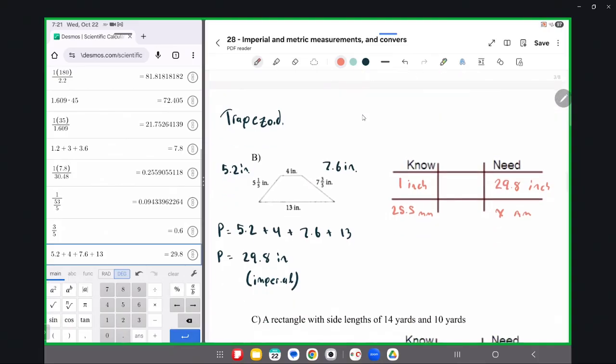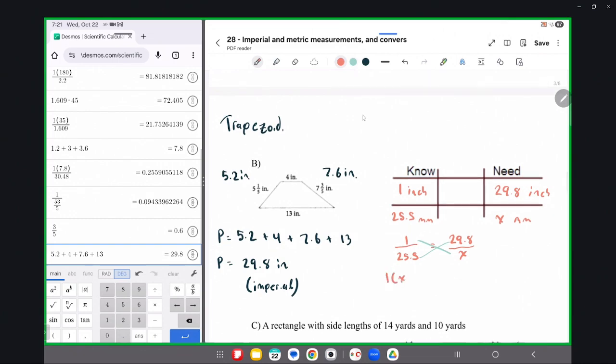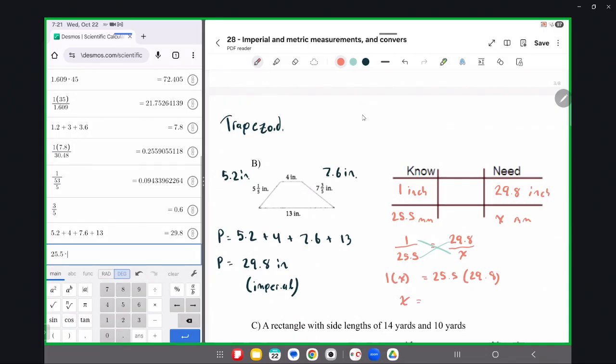So setting up our ratio, we have 1 over 25.5 is equal to 29.8 divided by x, using the means and the extremes, gives us 1 multiplied by x is equal to 25.5 multiplied by 29.8. And 1 times x is just x. So x will be equal to 25.5 multiplied by 29.8, which is going to give us 759.9 millimeters. And this is going to be our metric answer.